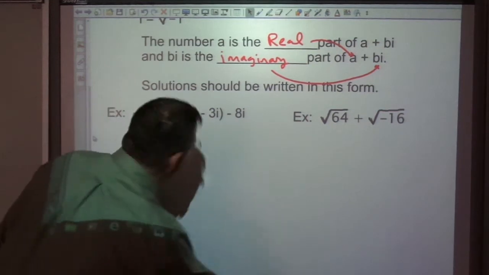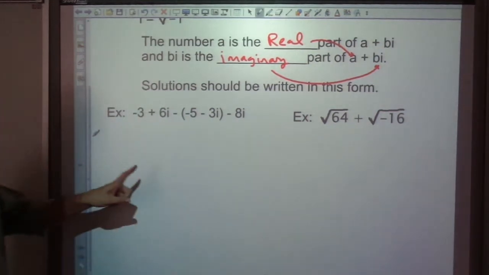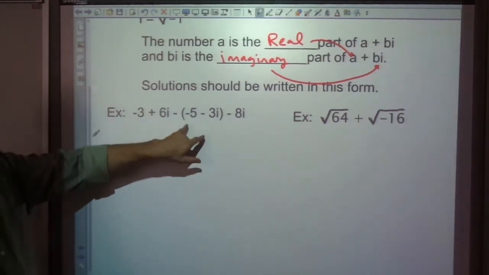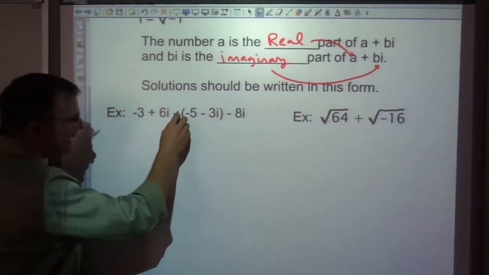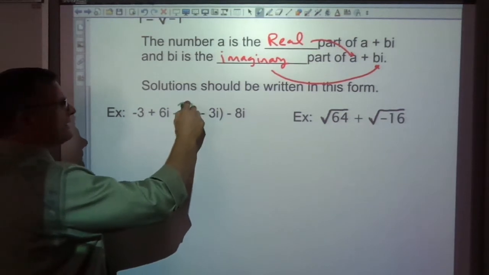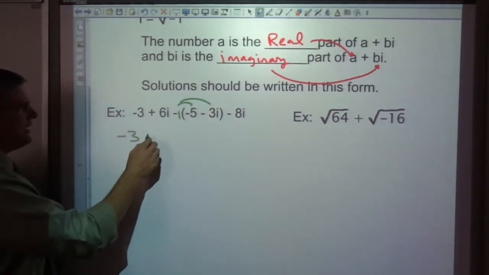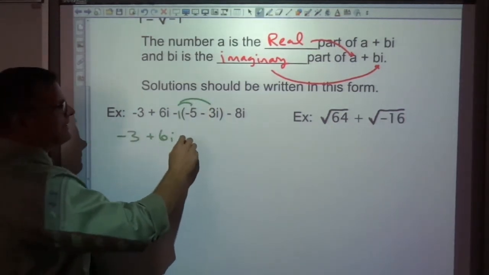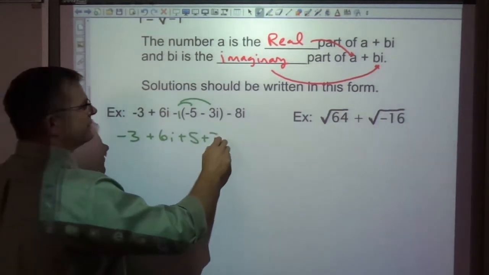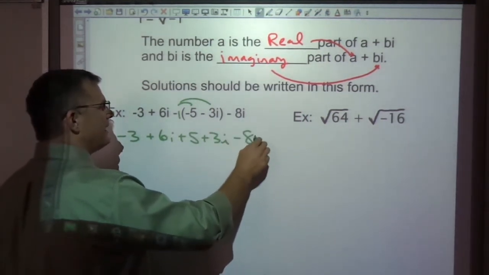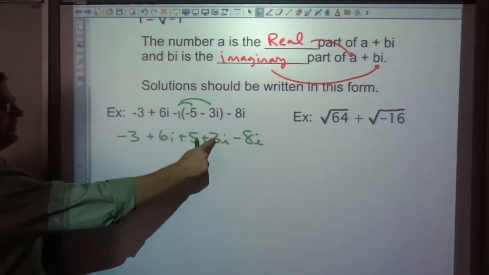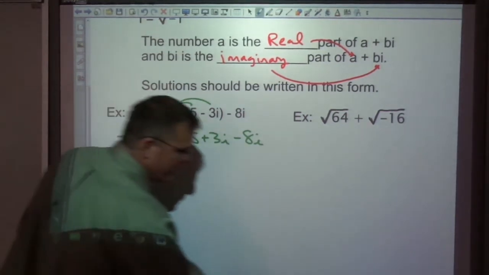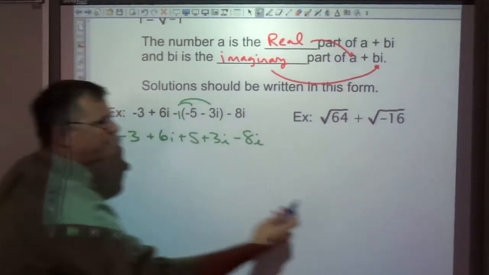Okay, we've got -3 plus 6i minus (-5 minus 3i), all in parentheses, minus 8i. We know when we see a negative that really is a -1, so let's deal with this first. We have -3 plus 6i plus 5 plus 3i minus 8i. Now, real, imaginary, imaginary. We put the imaginary parts together, put the real parts together.